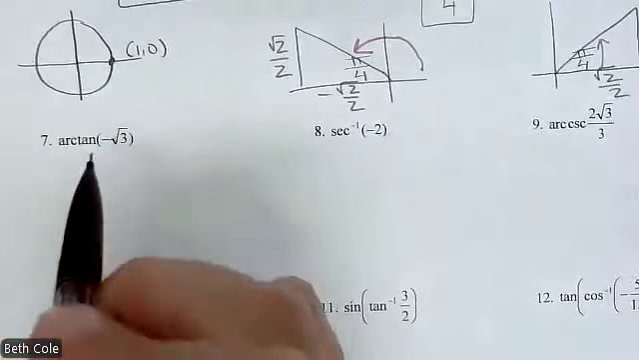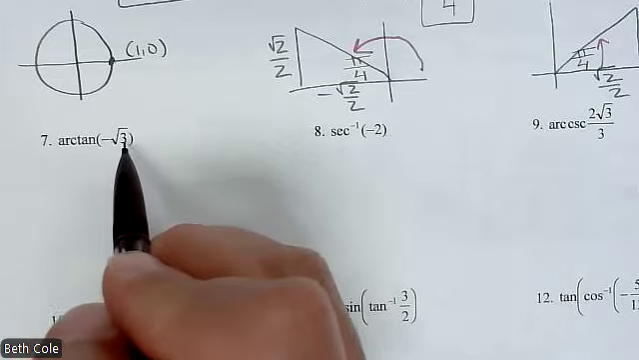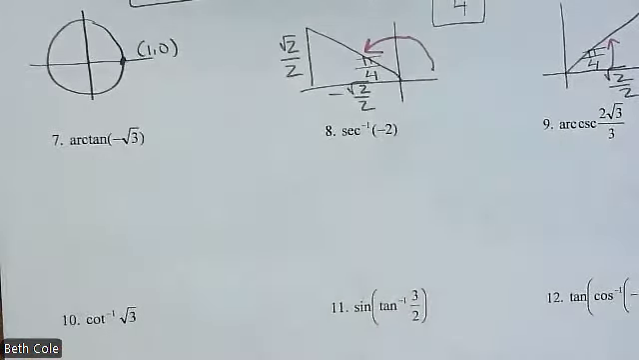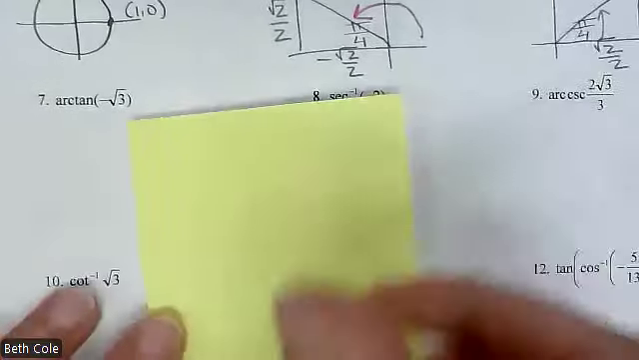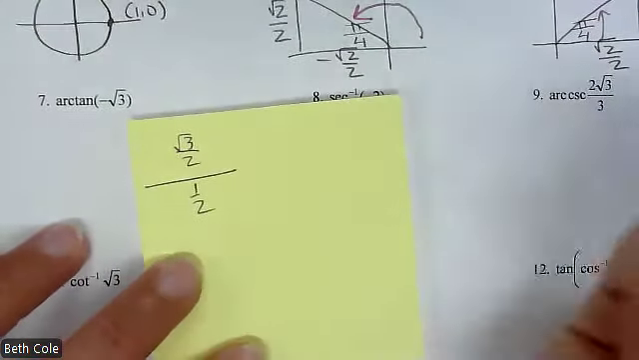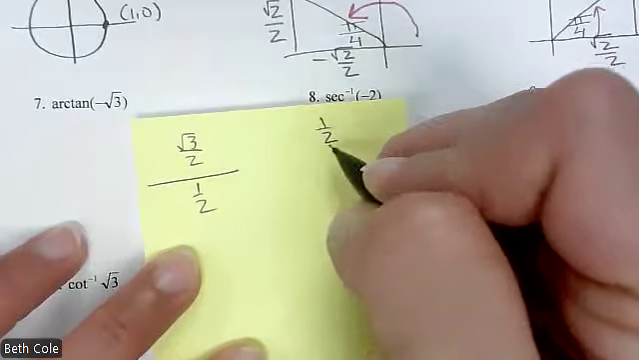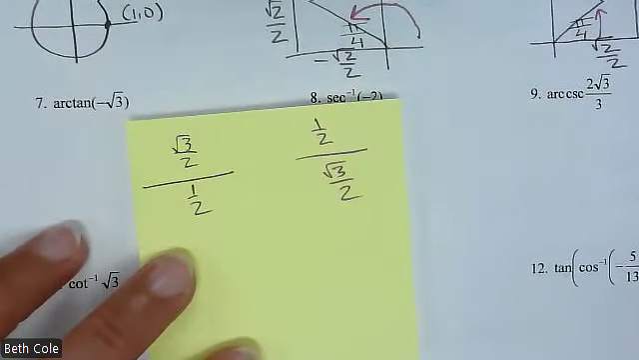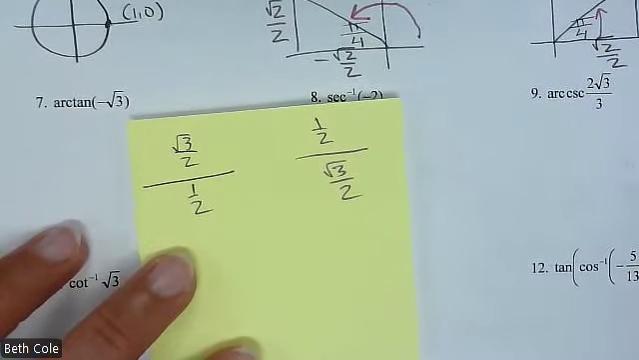All right. Do you see how this one is tangent? And we've got a negative square root of 3. You have to work backwards. Let me show you what your two choices are. It's either going to be square root of 3 over 2 over a half, or a half over square root of 3 over 2. If you get stuck, it's one or the other. You've got a 50-50 shot.